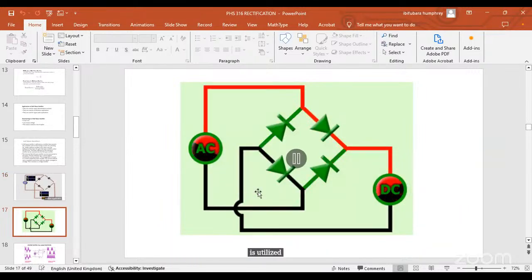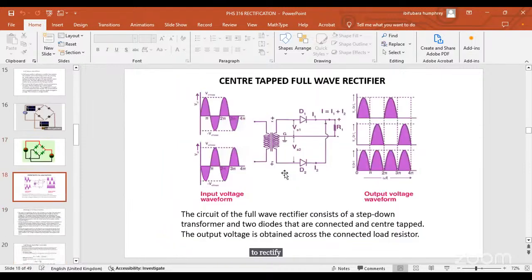So this is another simulation. This is what happened in the first half. 2 diodes are occupied in the first half. Then the second half, another 2 diodes are engaged. The first half engages 2 diodes. The second half engages another 2 diodes to rectify. So this is how full wave works. So here we have a center tap full wave rectifier.